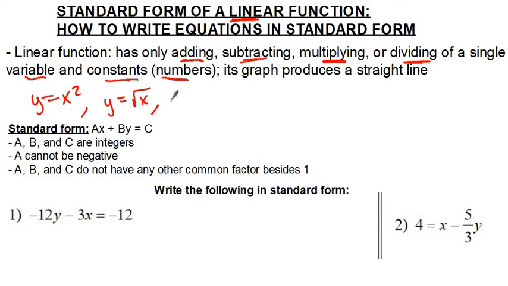Here's another example of something that's not a linear function. Okay, x times z, because this is not a single variable. You have multiple variables here, so that's not going to be a regular graph. Here's another thing that's not a linear function. If you have x on the bottom of a fraction, that's dividing, but it's not dividing x by a number, it's dividing a number by x, so that's not going to produce a straight line.